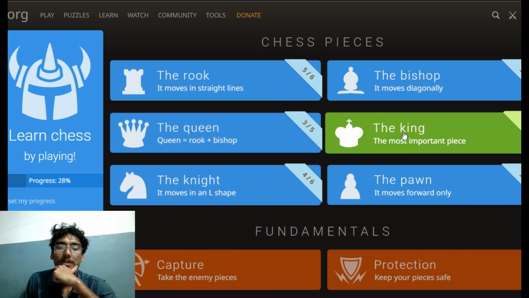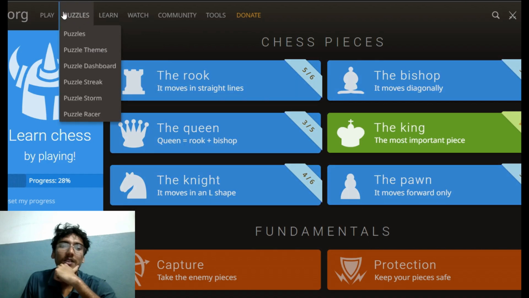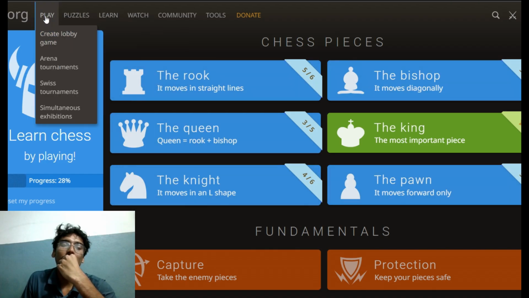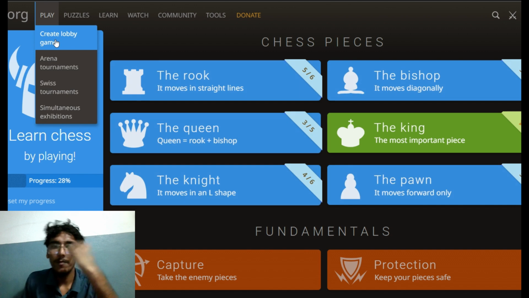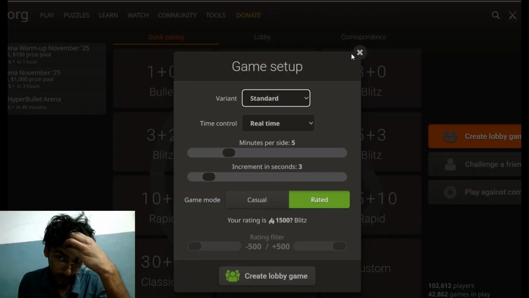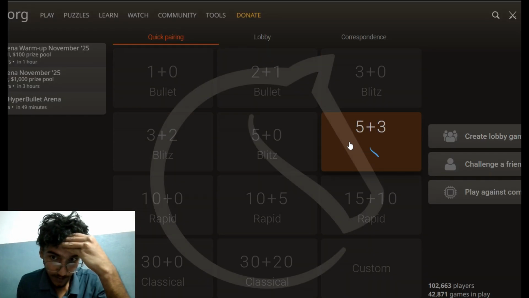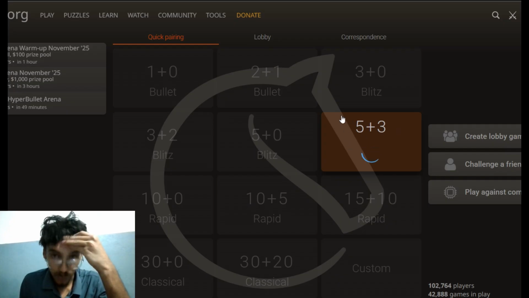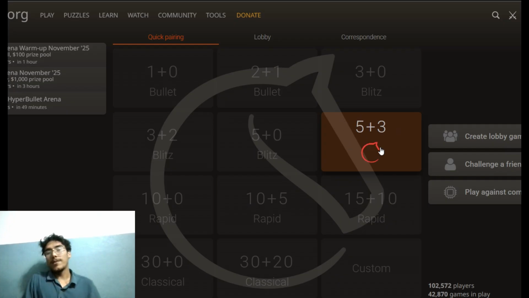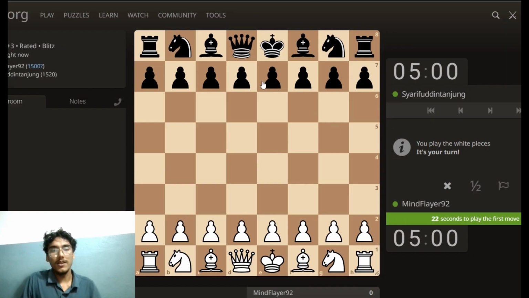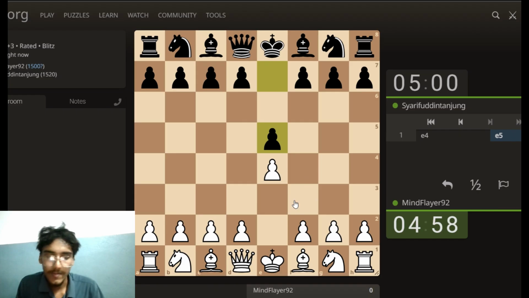Now I will just play a simple game. You can watch it. I'll play with one random player. So let's play a 5 plus 3 match. It means 5 minutes of total time, and for every move I will get 3 seconds. So let's play. Okay, first I'll go with e4, which means pawn to e4.